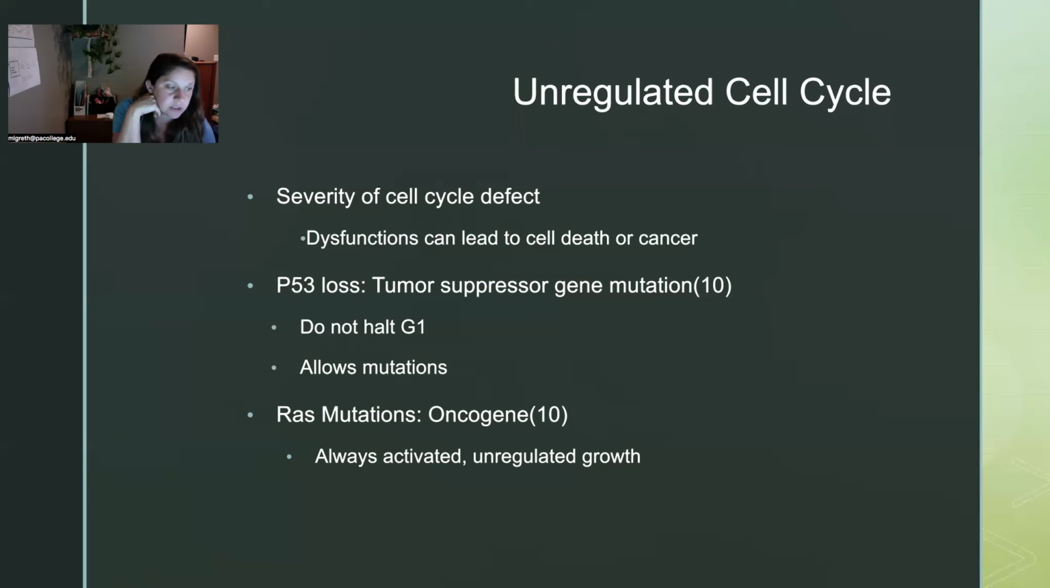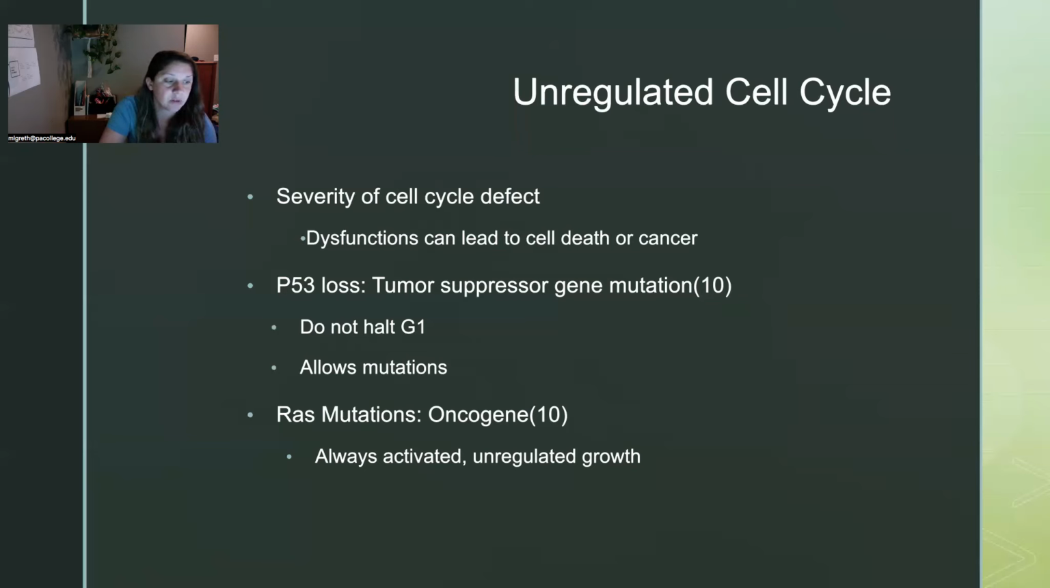Radiation that interacts with the DNA to damage it and introduce a mutation. In a lot of cases, it's going to be both inherited and environmental contributions. And it's not just one mutation that's causing this. So an example of some of these unregulated cell cycles, a p53 loss.